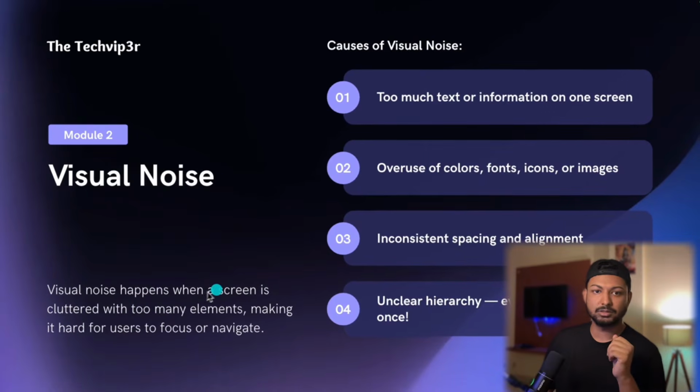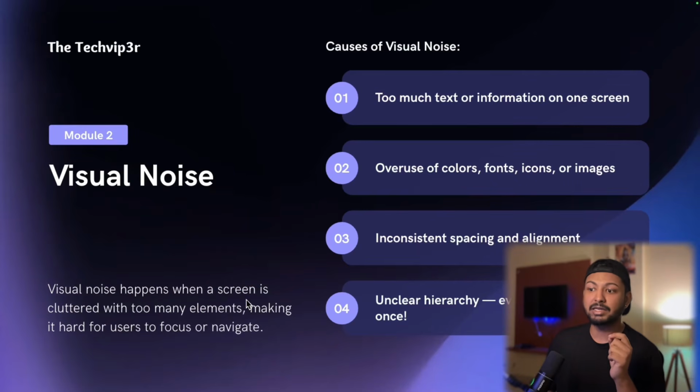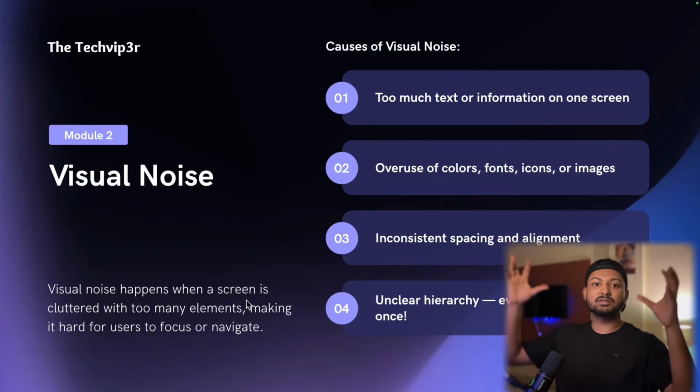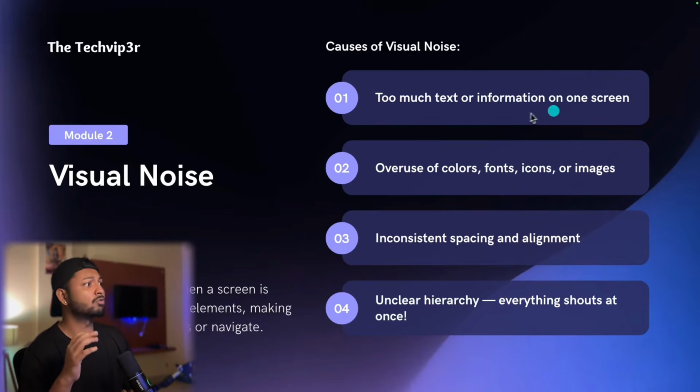Next comes visual noise. Visual noise happens when a screen is cluttered with too many elements, making it hard for the user to focus or navigate. Like you have too many elements in your design. All the things are cluttered together. Then it's very confusing or distracting to the users. Like too much text or information on one screen.